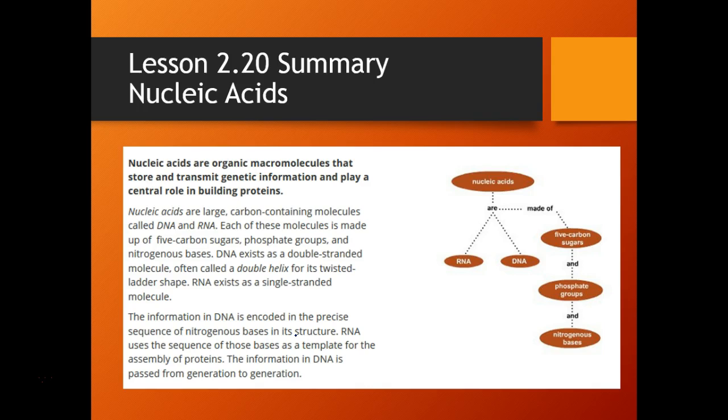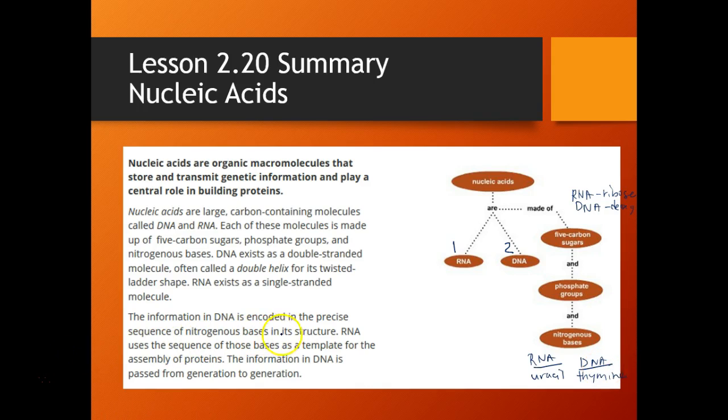So the summary of what we went over today is we went over two different types of nucleic acids, RNA and DNA, and we looked at their structure, how they're made up of 5 carbon sugars. For RNA, it's ribose. For DNA, it's deoxyribose. They both have phosphate groups and they both have nitrogenous bases, except RNA has uracil and DNA has thymine.